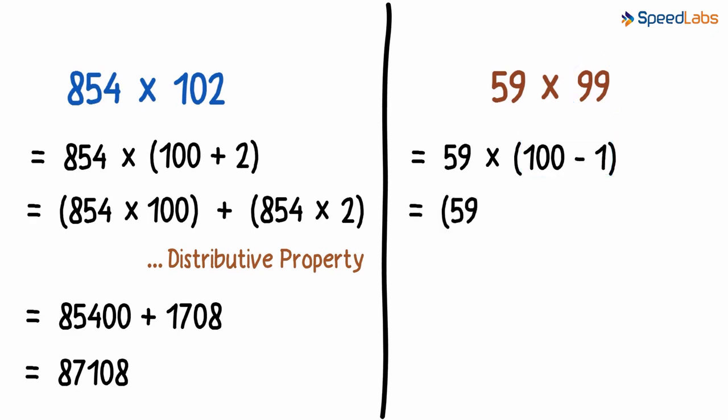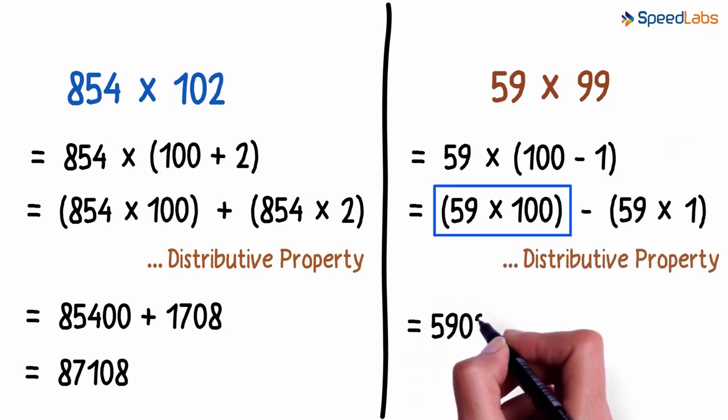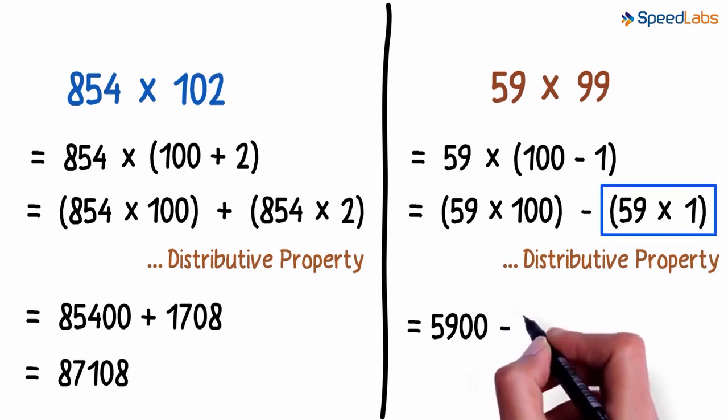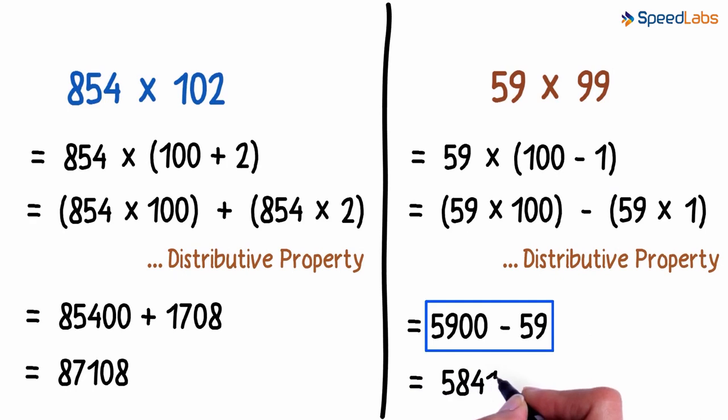Okay, now we use distributive property to get this. This is equal to 5,900 and this here is just 59. Subtracting them gives us 5,841.